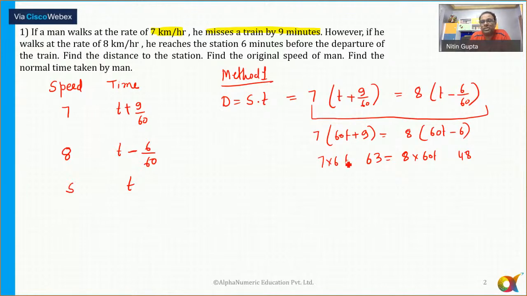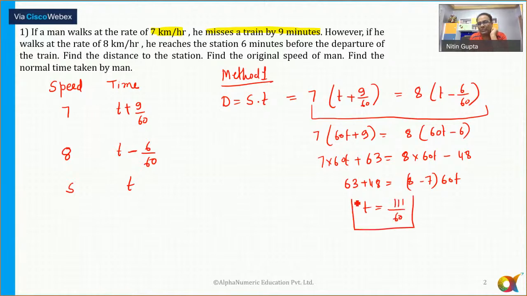So 7 into 60t plus 63, 8 into 60t minus 48 here. So it comes out to be equal to 8 into 60t, or you can take 48 on the right hand side. So this will be equal to 63 plus 48, and that is equal to 8 minus 7 into 60t here. So the value of t, 63 plus 48, is equal to 111. So t is 111 by 60. So now we know the time.